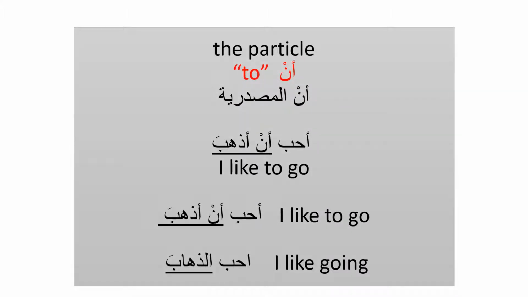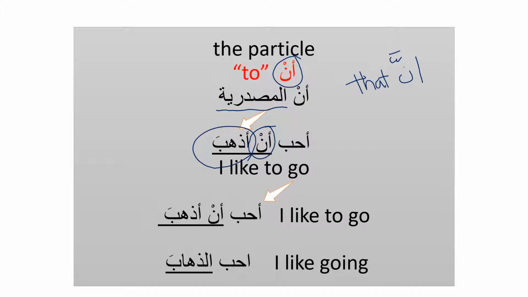One more time. أن here we call it أن المصدرية. It means to. Sometimes أن with شدة means that. But this أن means to, and we call it أن المصدرية. مصدر means verbal noun. Again, I can say أحب أن أذهب, using أن with present tense. Or I can use the verb أحب, I like, with al-masdar, I like going.